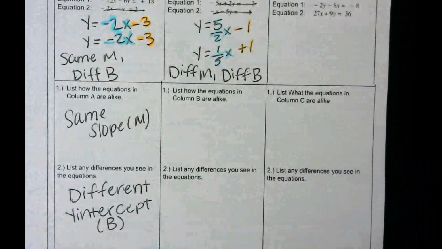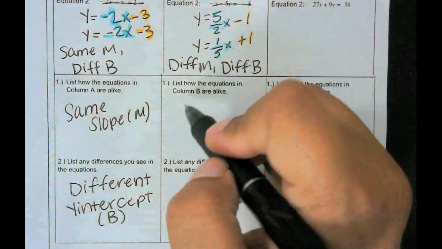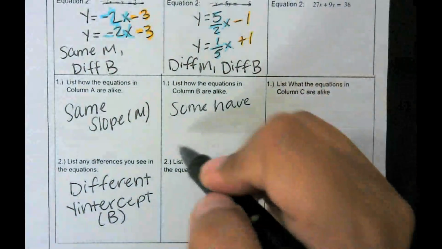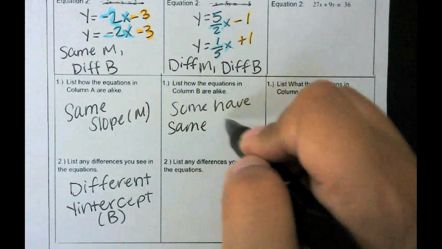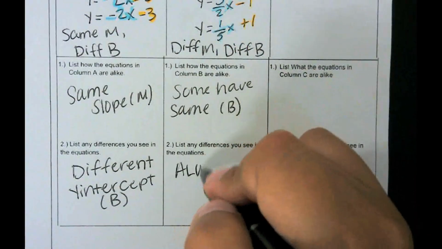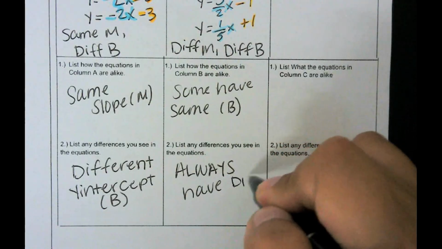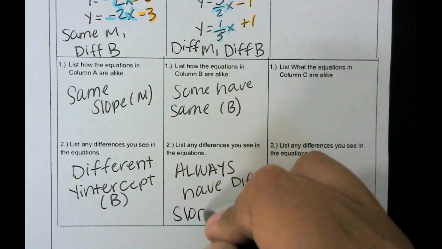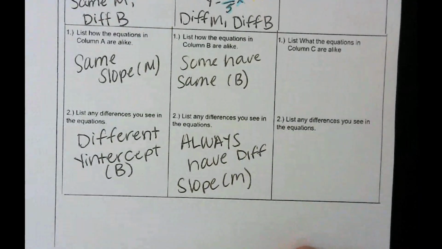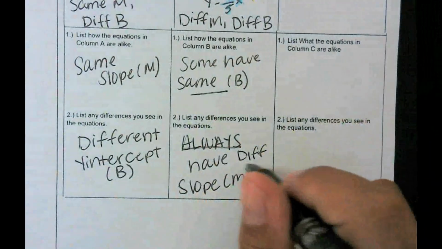Moving on down, how are equations in column B similar? Some of them have different, some have the same b's. You always have to have different slopes. Sometimes you can have the same b, this is okay, but you always have to have different slopes.